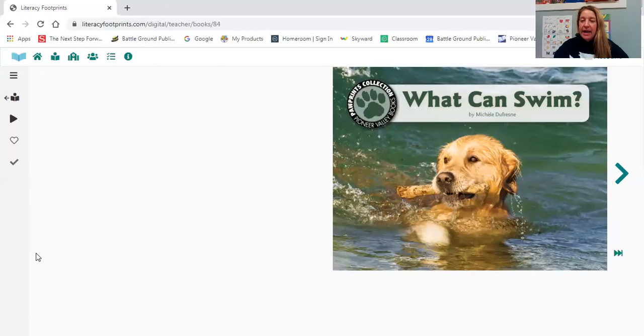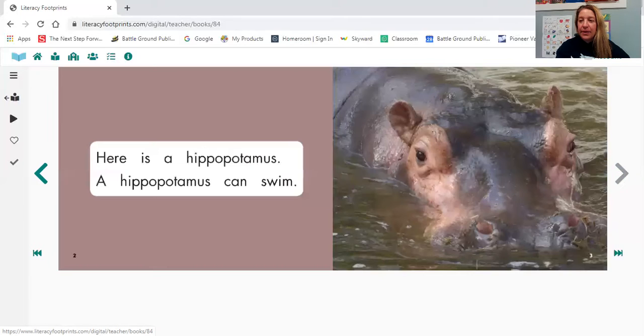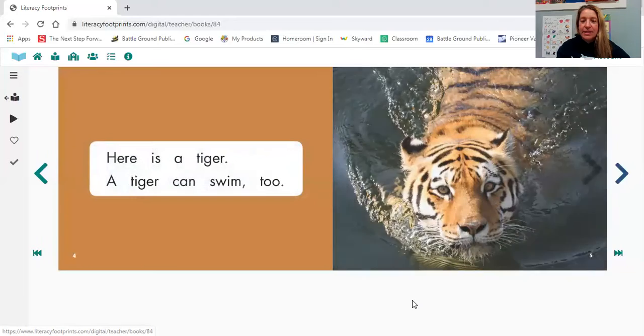As we're reading today, I would like you to take your finger and kind of follow along in the text with me and read what you can. Let's read our title page together. What can swim? We're going to turn the page. Okay. Here is a hippopotamus. A hippopotamus can swim. Very nice. How many of you have seen hippopotamuses at the zoo? Okay. Let's read our next page.